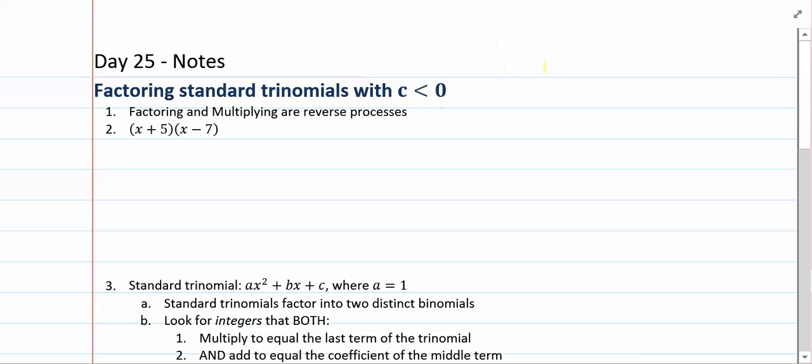Day 25 Notes, Advanced Algebra 2. Today we continue our discussion with factoring standard trinomials. This time we look at trinomials where C values are less than 0 or negative.